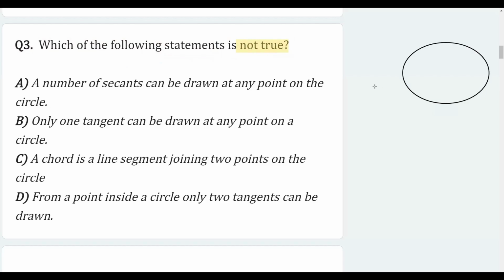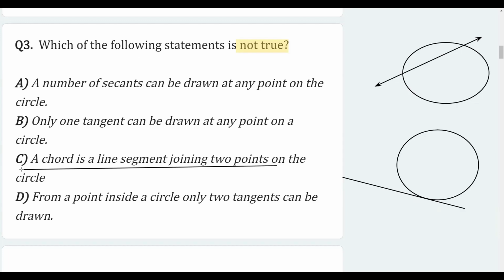It's a line touching the circle at 2 points. So we'll say that. Now coming to the next, it says only one tangent can be drawn at a point on a circle. Yes. So we know that as the tangent has one point of contact here. The next one is the chord of a circle is a line segment joining any 2 points on the circle.